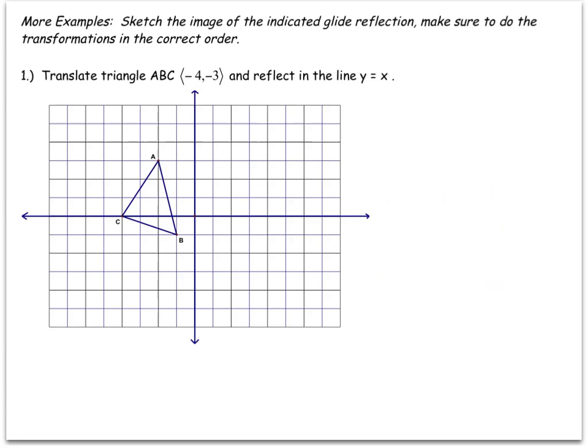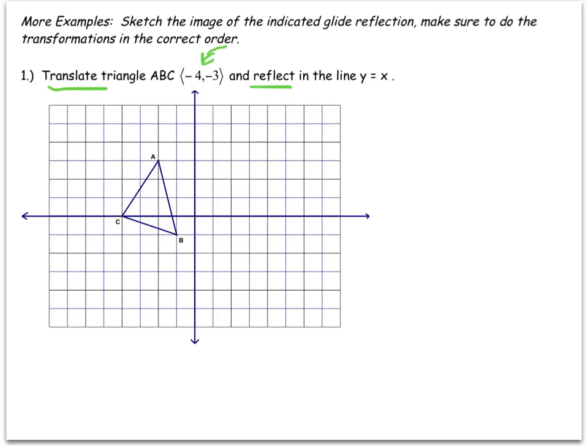One last example that we'll walk through is a glide reflection. So we're first going to translate this triangle and then reflect it about the line y equals x. Step 1, the translation. Here we're given a vector that represents the translation. So we have to take each point and move it to the left 4, since it's negative 4 in the x direction, and down 3 by negative 3.